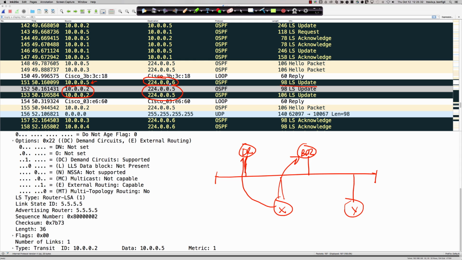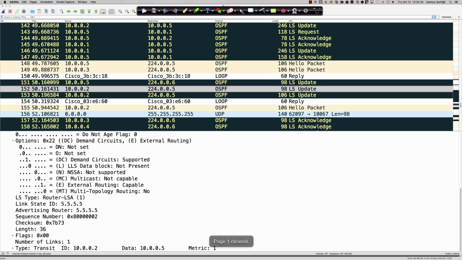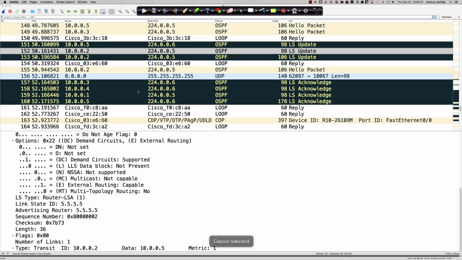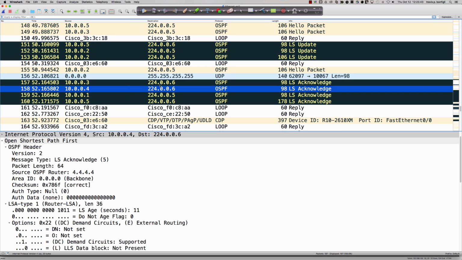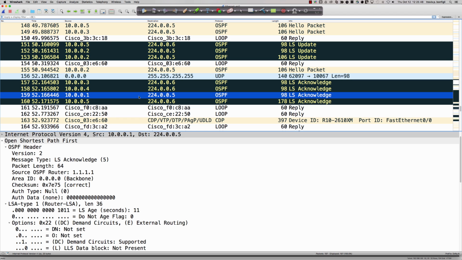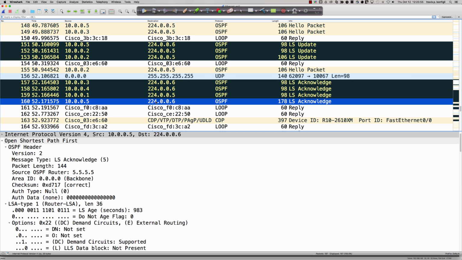And then who does everybody send the link state acknowledgement to? Let's take a look. 3 acknowledges to the DR and BDR via multicast. 4 to the DR and BDR via multicast. 1 sends it to everybody, right? Because it's the BDR. And then 5, who's a DROther, he responds back. So again, he's not acknowledging to everybody, just the DR and the BDR.